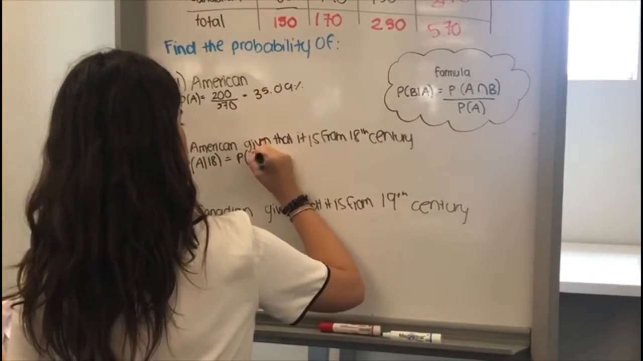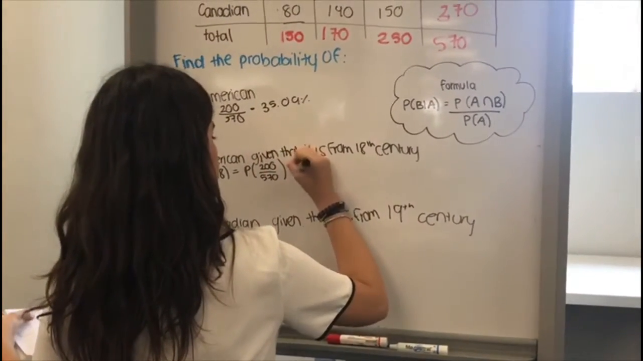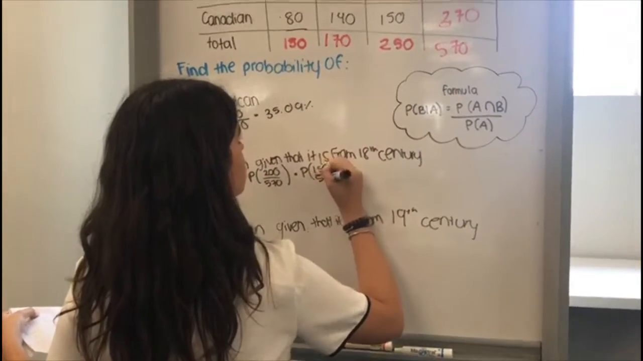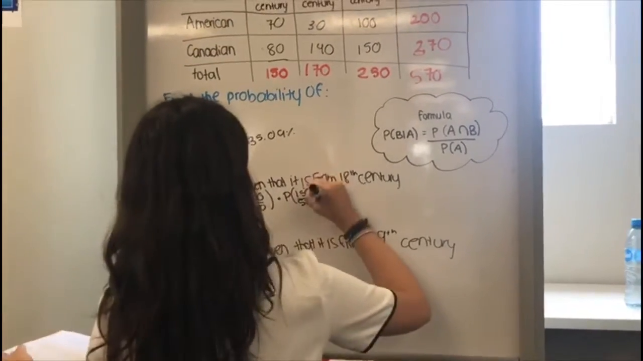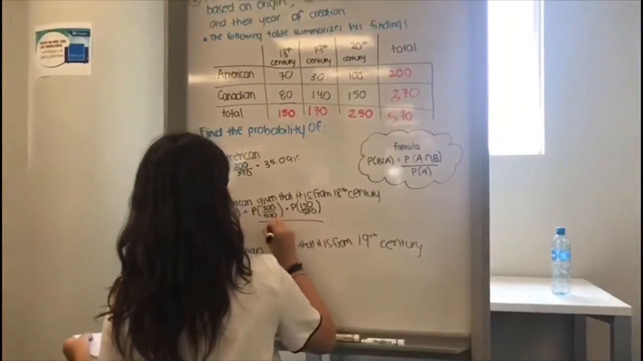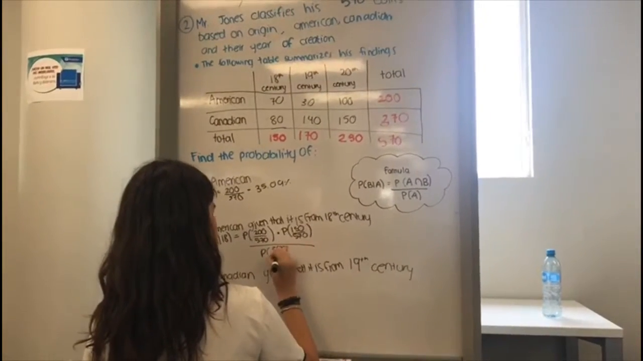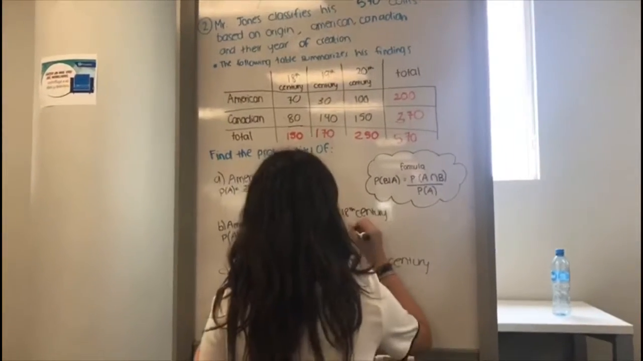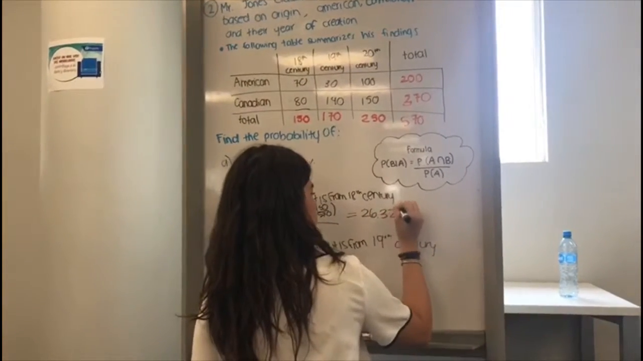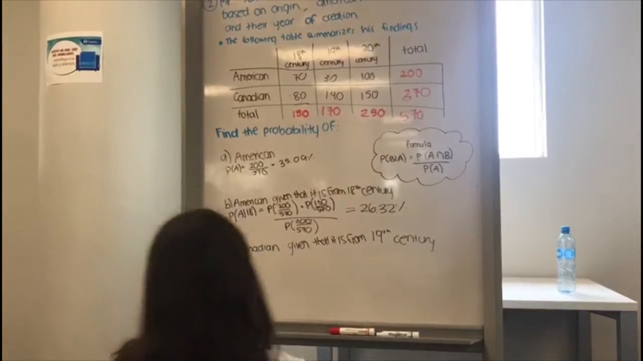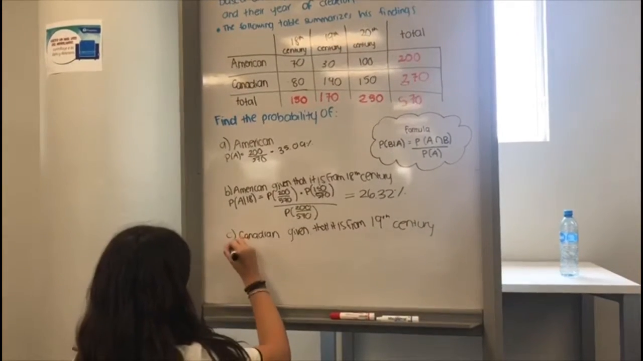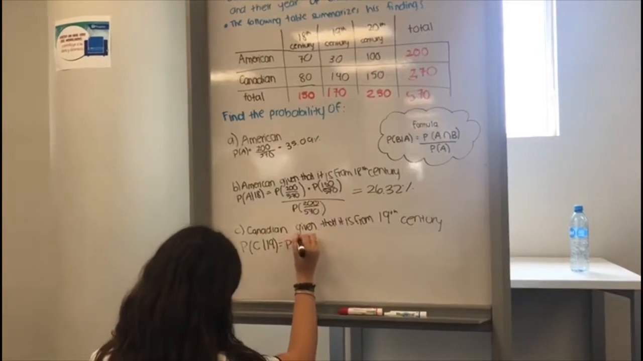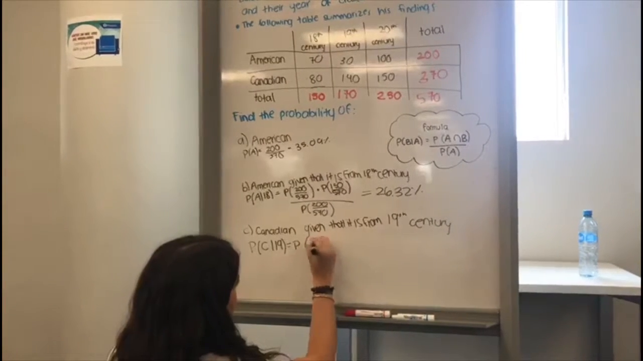And then we have to look for a coin that is American, given that it is from the 18th century. And that is where we use the formula that we are presenting. We have to multiply the probability of 200 over 570 times the probability of the coin being from the 18th century, which is 150 over 570. All of that dividing by the probability of the American again, which is 200 over 570. What you get, you turn into a percentage, which results into 26.32%.